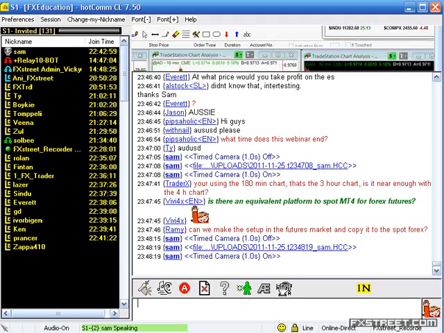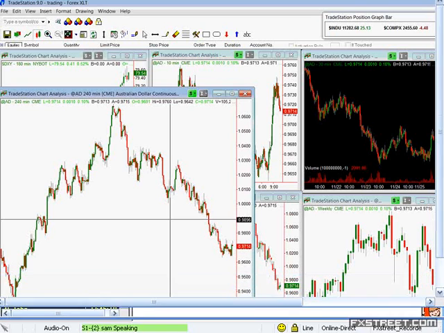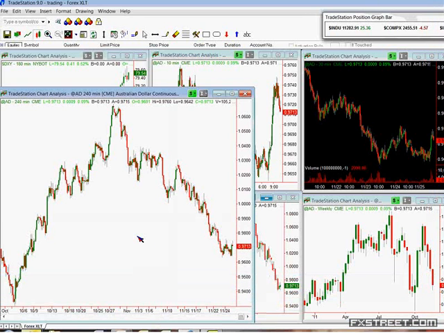Yeah, Rami, the charts are going to be pretty much the same between futures and Forex. It's just when you get down to the micro time frames that you're going to see the differences. So here we're looking at a larger intraday time frame of the Aussie.